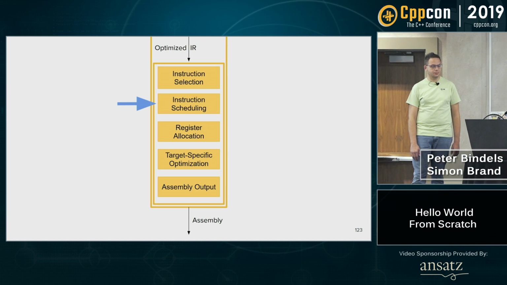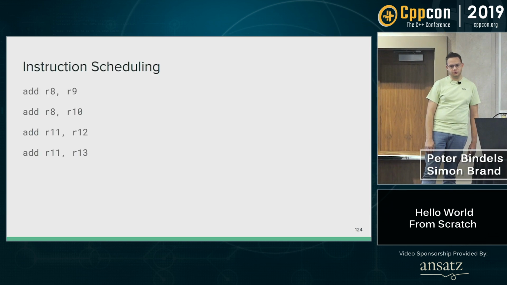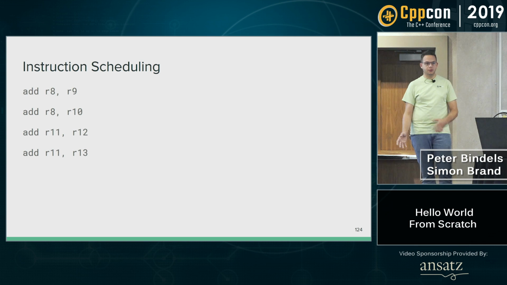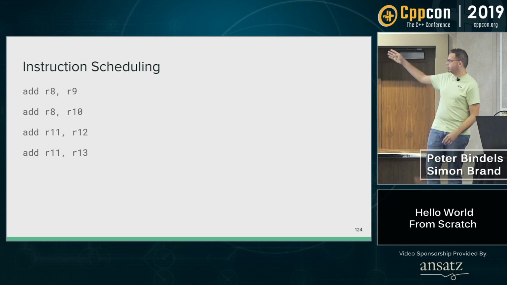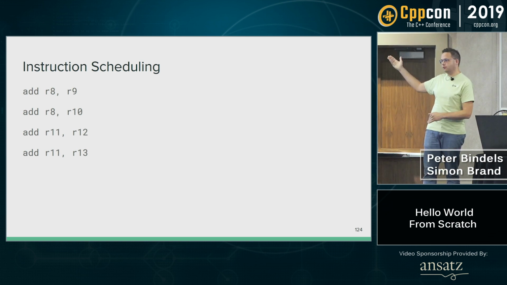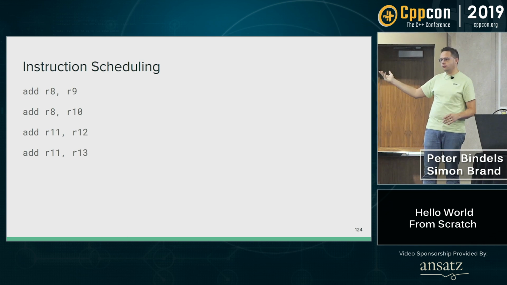Next is instruction scheduling. When we schedule instructions, we tend to think of when something is being used and when it's going to be used again. If you look at this example, we have two additions that depend on the result of the previous one. Then we have again two additions where the second addition depends on the one just before it.